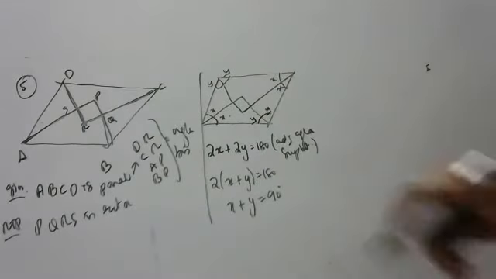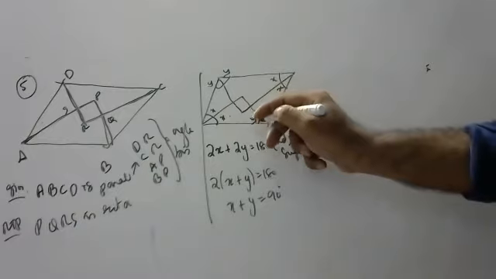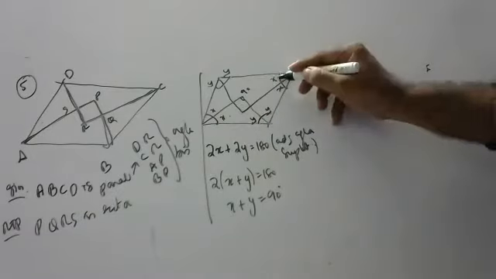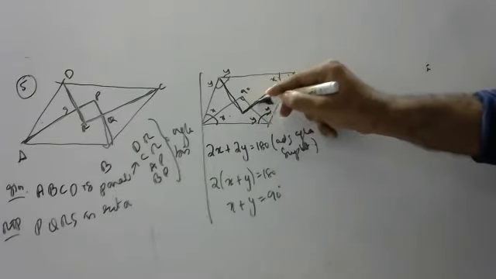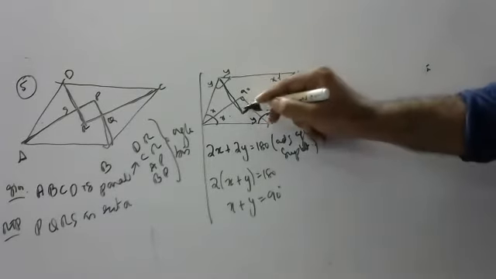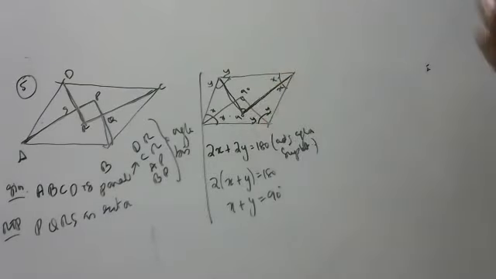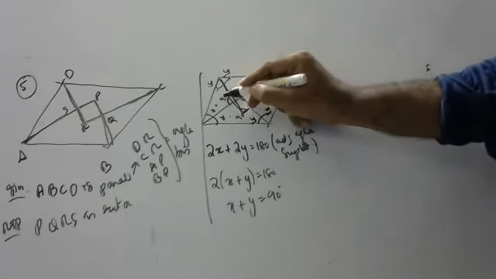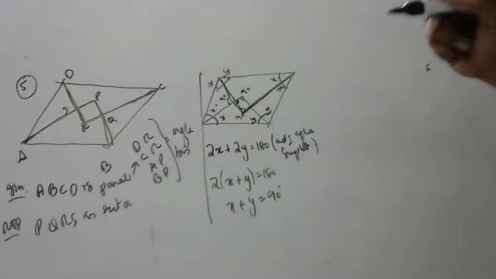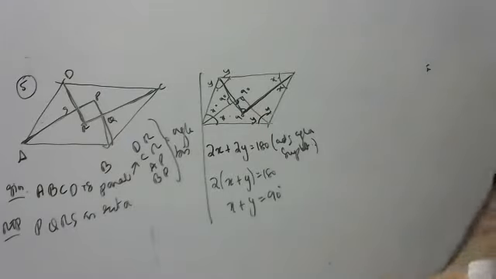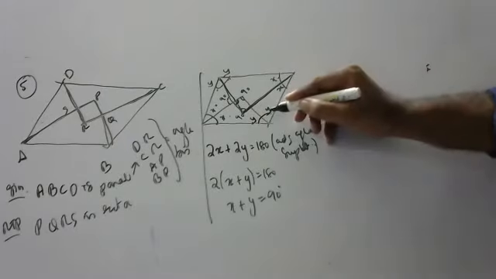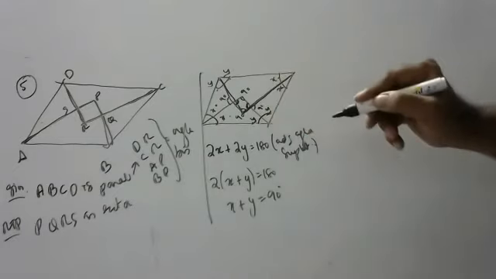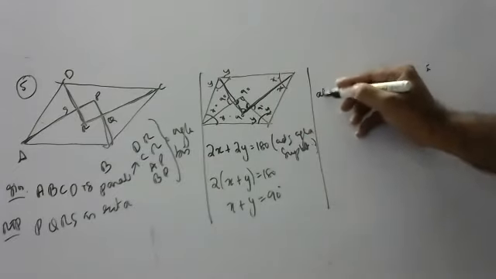Wait, children, wait. So, children, x plus y is 90 means by angle sum property, this is also 90. X plus y is 90 means, only in this triangle you see, if these both are 90, this is also 90, children. If this is 90, this is also 90. Why? Vertically opposite angles are equal. Fantastic. Very good. If x plus y is 90, this is 90, this is also 90. Why? Vertically opposite.